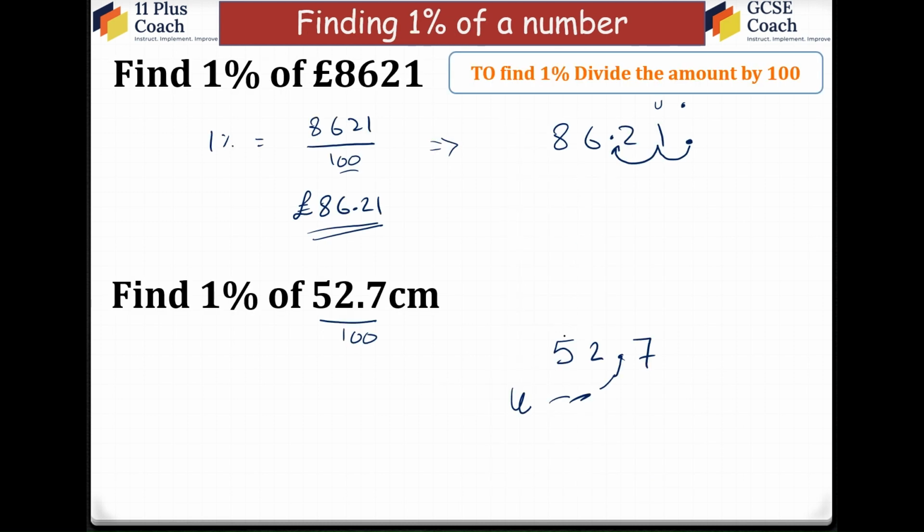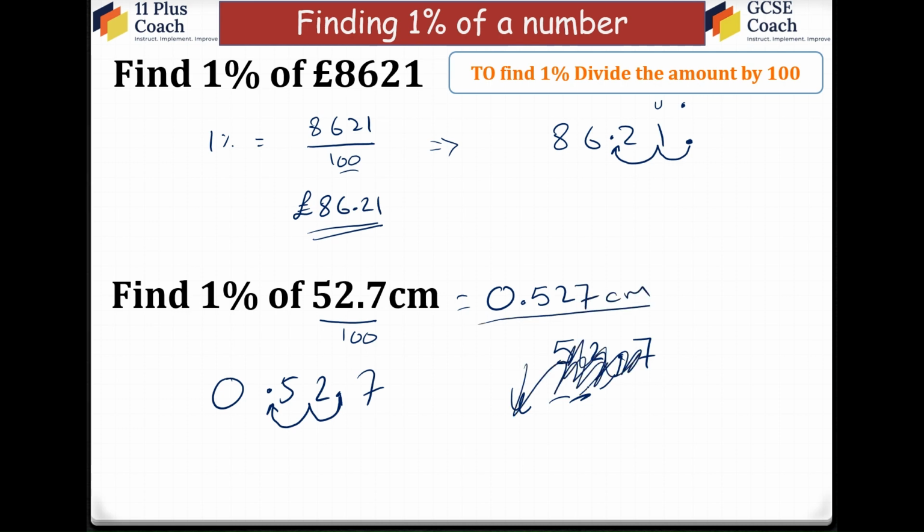Okay, so the answer will be moving 2 places to the left. Let's do this one more time. So 52.7, you're moving it 2 places to the left. So 1, 2, it ends up over here. So it starts with the decimal point, so I must add a 0 before it. So the answer to this question will be 0.527 centimeters. Hopefully you got that right. Excuse me about this number here. Okay, so the answer is 0.527 centimeters. Okay, let's move on.